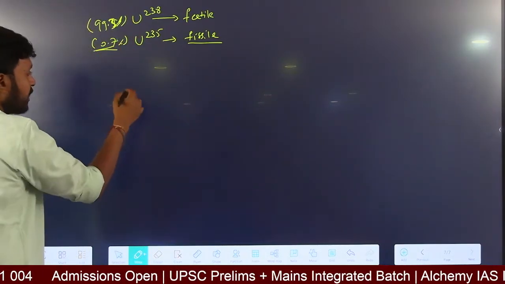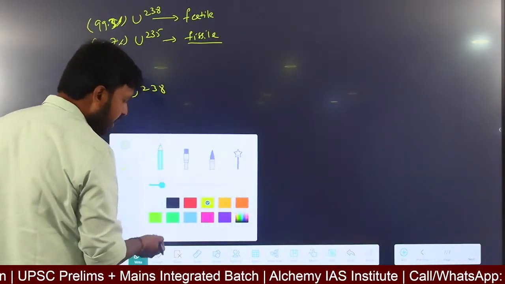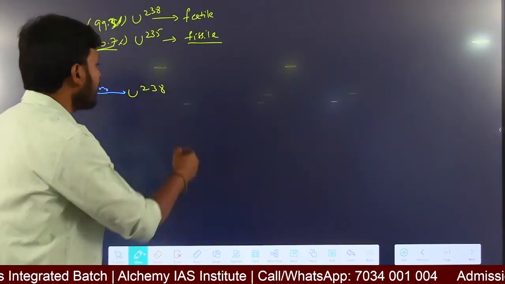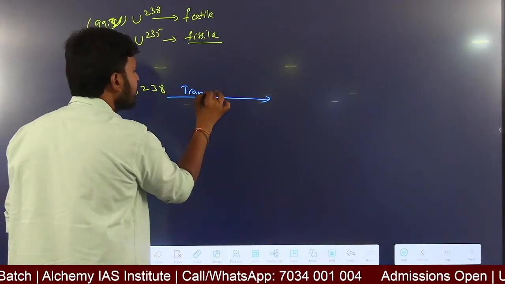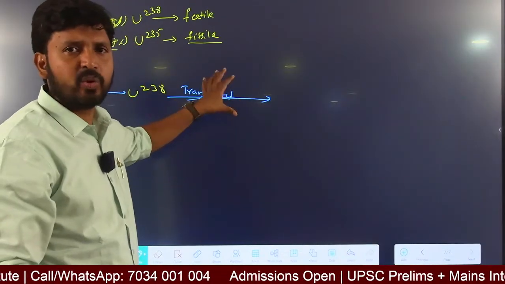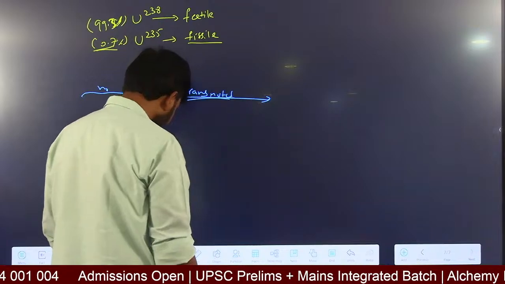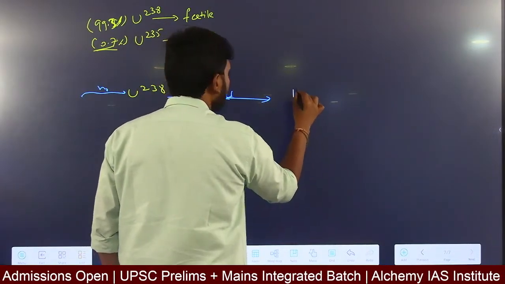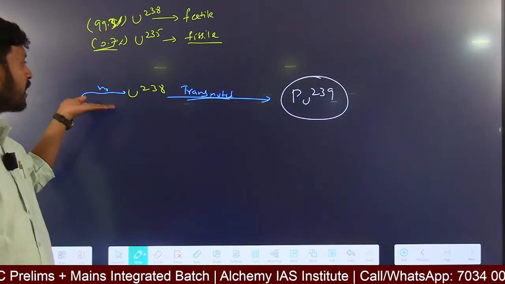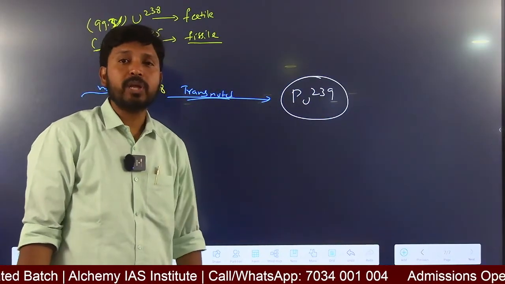So for example, uranium 238 is a fertile material, and we have seen earlier that when a fertile material is bombarded with a neutron, it will be transmuted into some other material. No need to worry about what chemical changes occur here. Just remember, this material will be transmuted and converted into another material called plutonium 239. Whenever uranium 238 is bombarded with any neutron, it is transmuted and finally converted into plutonium 239.